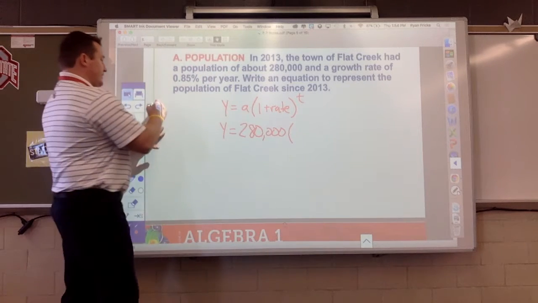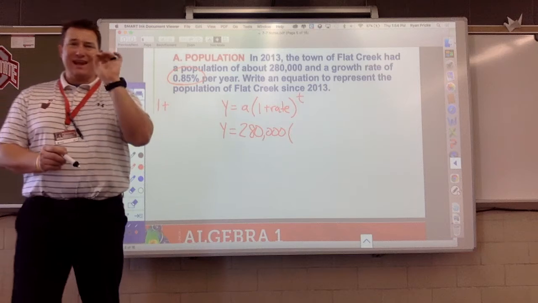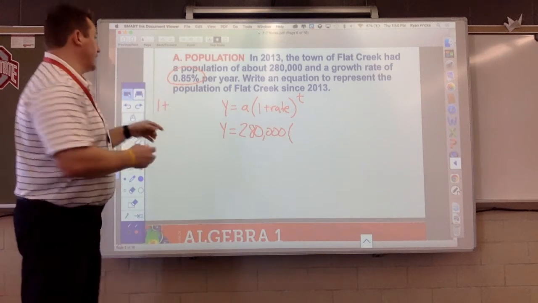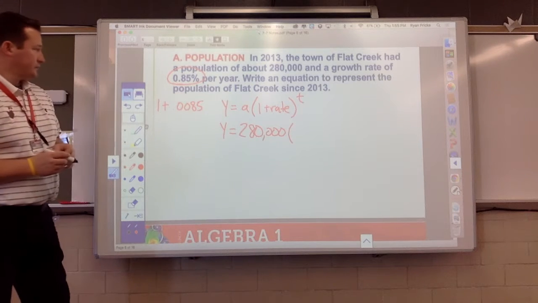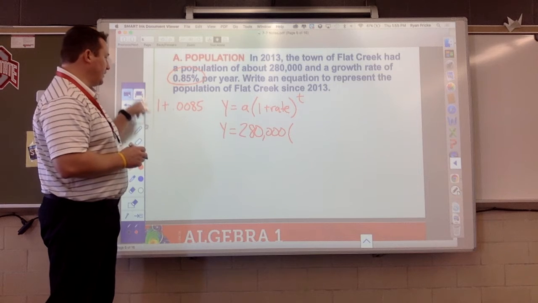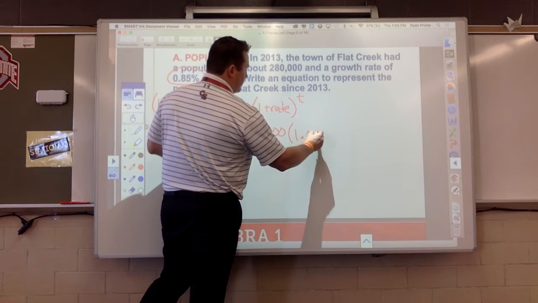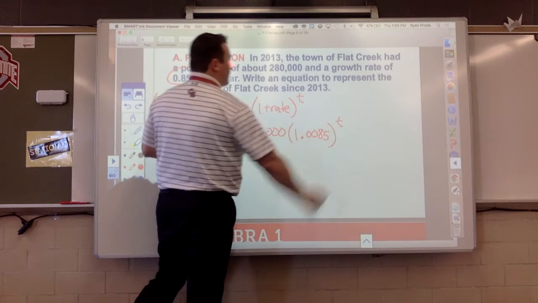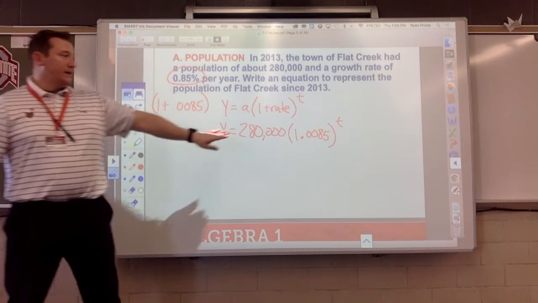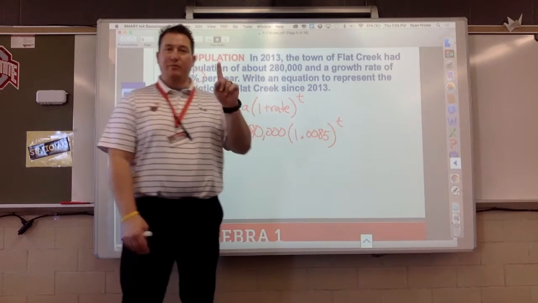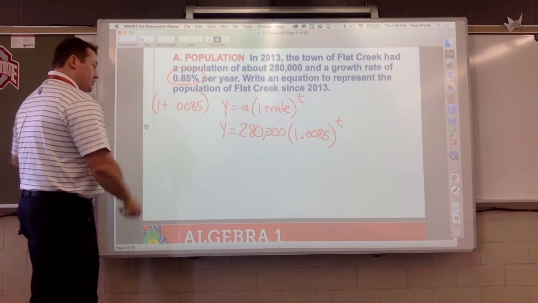1 plus the rate, right? So this is 1 plus that rate right here. Remember, this is 0.85%, almost 1%, but not, okay? So this is going to look like 0.0085, okay? When I add this together, it will look like 1.0085 to the power of t, okay? There's my exponential equation for this scenario. My population started here. This is a number bigger than 1, so that's how I know it's a growing function. Numbers smaller than 1, decreasing function. Okay?